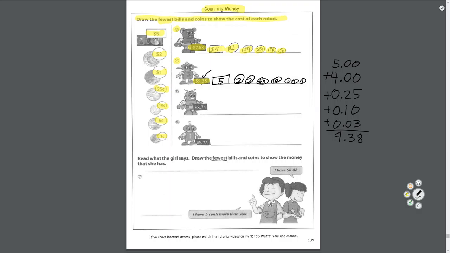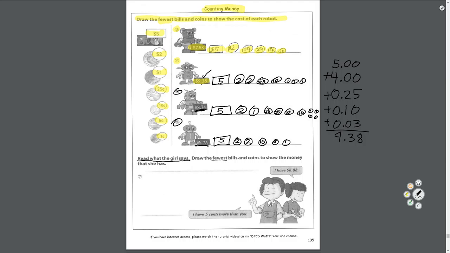We got it. 15. This robot, $8.74. So another 5. And a toonie, that's 7. And a loonie, that's 8. And 2 quarters. So now we're at 8.50, a dime, 8.60, another dime, 8.70, and 1, 2, 3, 4 pennies. That would be 8.74. 16, robot, $9.16. $5 bill, toonie, that's $7. Another toonie, that's 9. A dime, that's $9.10. A nickel, that's $9.15. And a penny, $9.16.